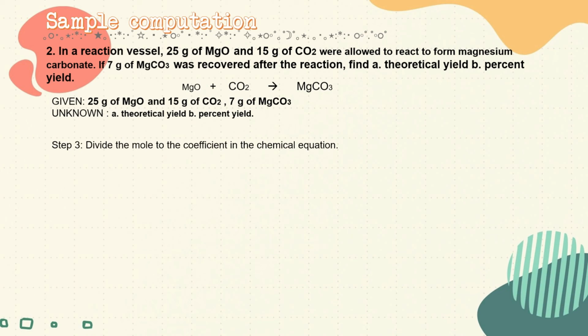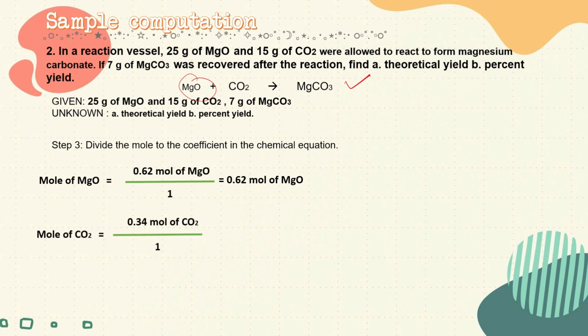And next, we need to divide the number of mole by the coefficient in the chemical equation. So we have in magnesium oxide 0.62 mole divided by 1. Since the coefficient is an invisible 1 here, the answer would be 0.62 mole of magnesium oxide. Then for carbon dioxide, we have 0.34 mole divided by 1, and we will come up to 0.34 mole of carbon dioxide. The limiting reactant is the carbon dioxide, and the excess reactant is the magnesium oxide.